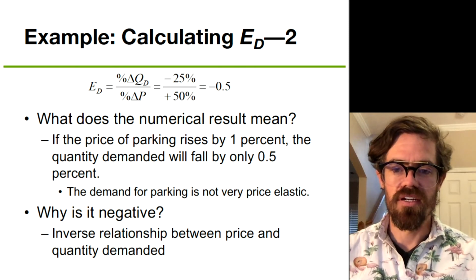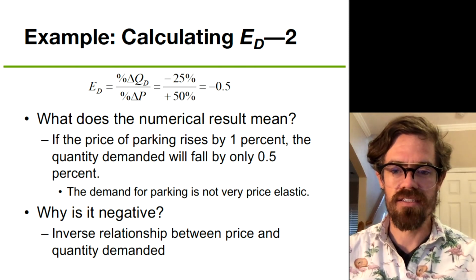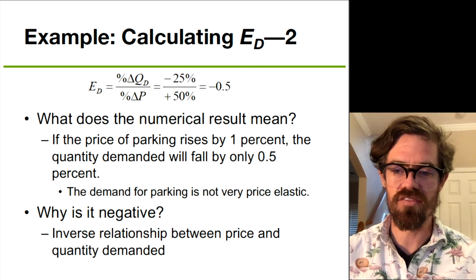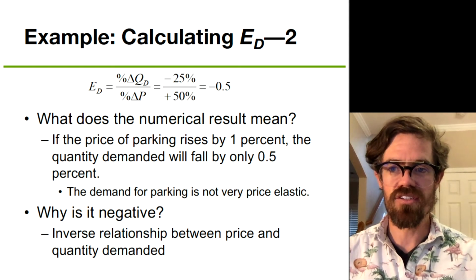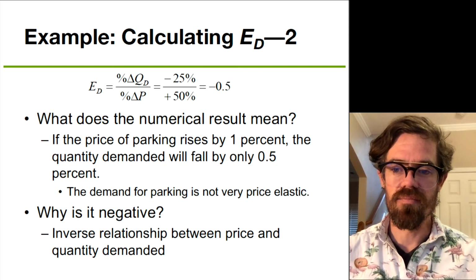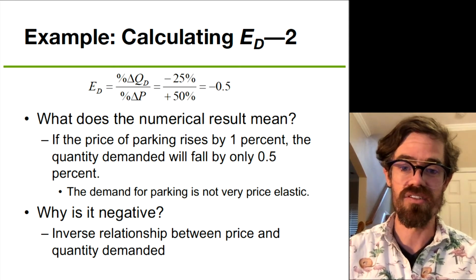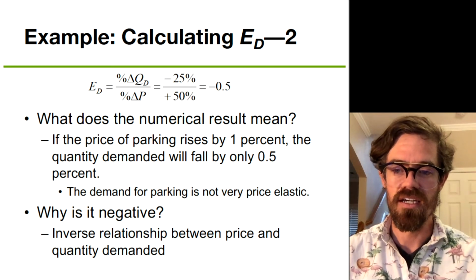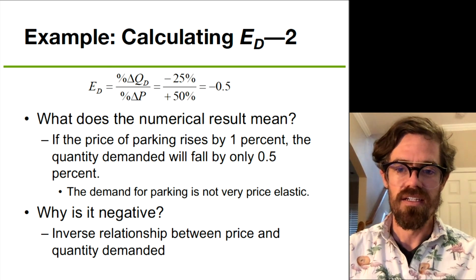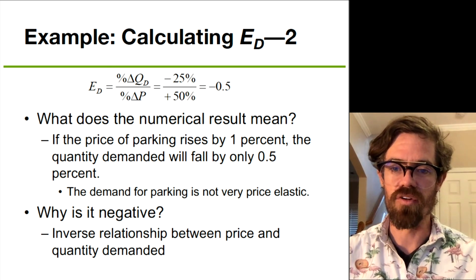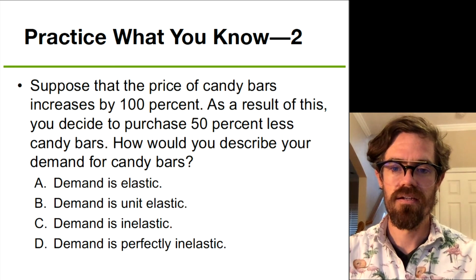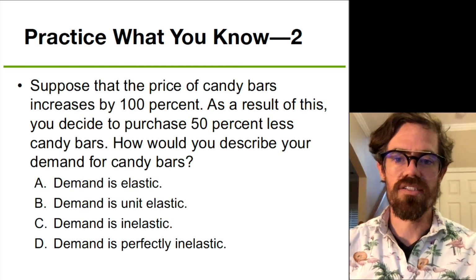Now, let's think about why it's negative. You may already have a good idea, but basically it's because of our law of demand, the inverse relationship between price and quantity demanded. So as it turns out, price elasticity of demand will always be negative because of the law of demand. They move in opposite directions, right? If price goes up, quantity demanded goes down. And so we will always end up with a negative number for our price elasticity of demand.